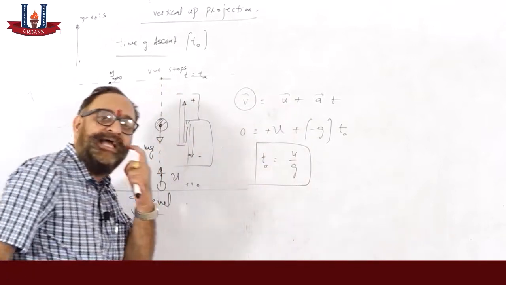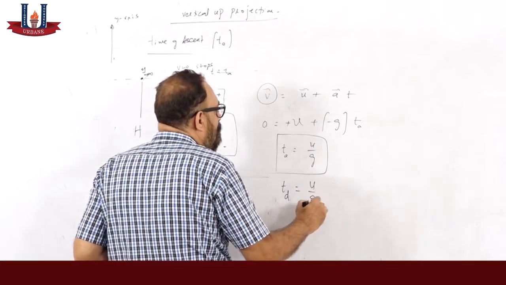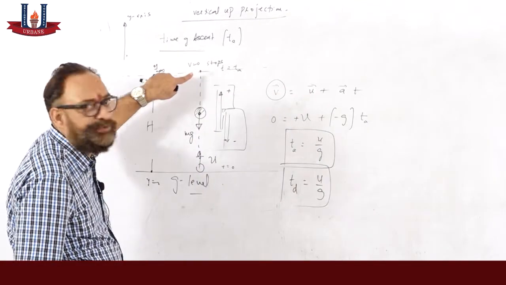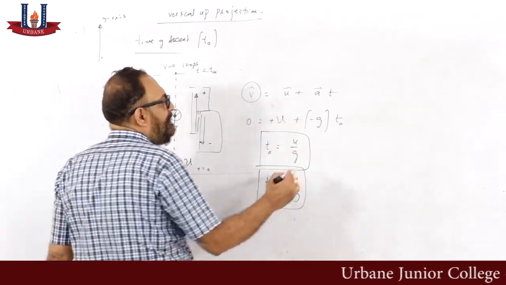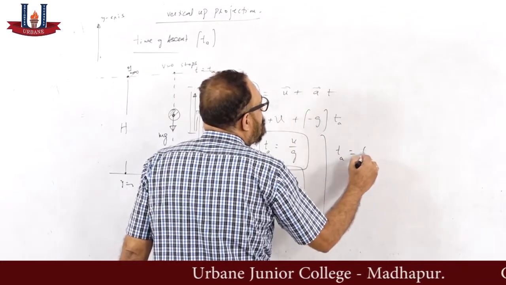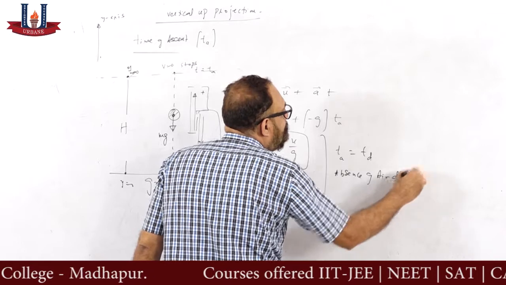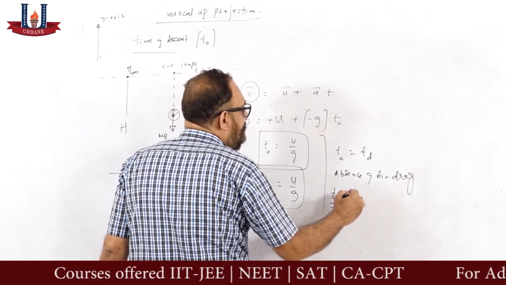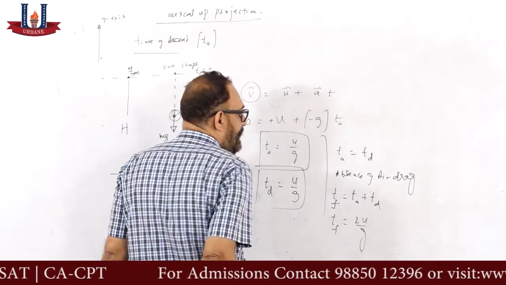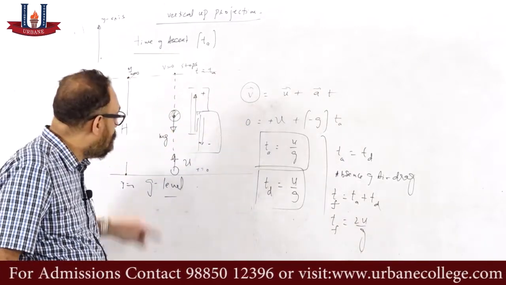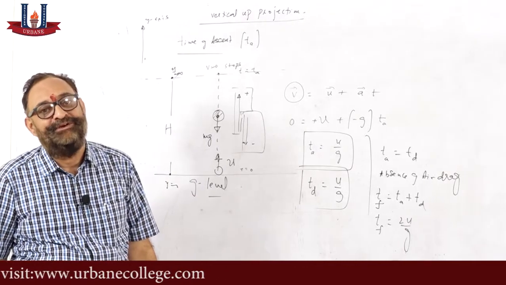So the expression to calculate the time of ascent is u by g, and time of descent also is u by g, because the time it takes to go up should be the same as the time to come down. Because of the symmetry, time of ascent is as much as time of descent in the absence of air drag. Now we come to what is called time of flight, which is the sum of time of ascent plus time of descent, and time of flight is 2u by g. That is the total time it has taken to go up and come back to the starting point.